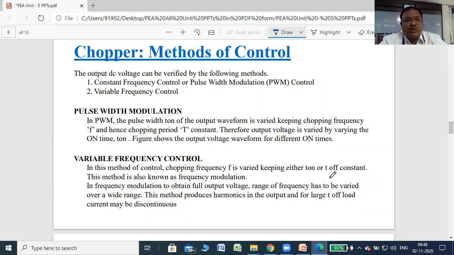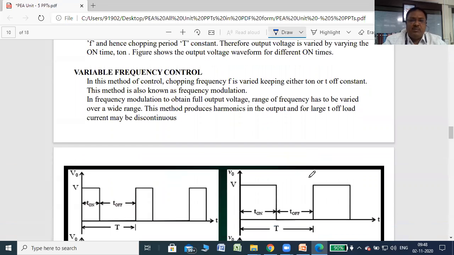In pulse width modulation, the pulse width T-on of the output waveform is varied, keeping the chopping frequency F constant, right? So the frequency must be constant, for example 1K, but the on time changes. If on time increases, the off time decreases. If on time decreases, off time increases, but the frequency remains constant. Okay, I'll show you an example of that.